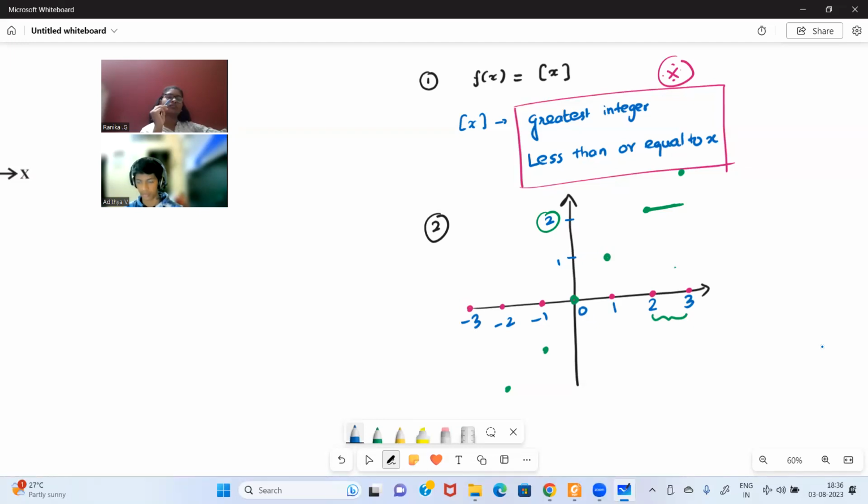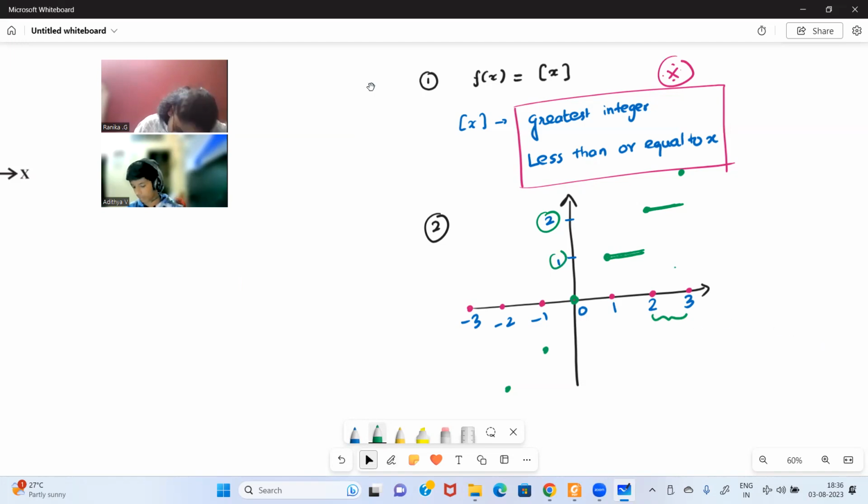So I'll ask you from 1 till little less than 2. What is it? 1 only, sir. Excellent. So how will the graph be from 1 till little less than 2? 1.99, whatever. Till that point, what is y? What is the height? 1. 1 only. Very good.